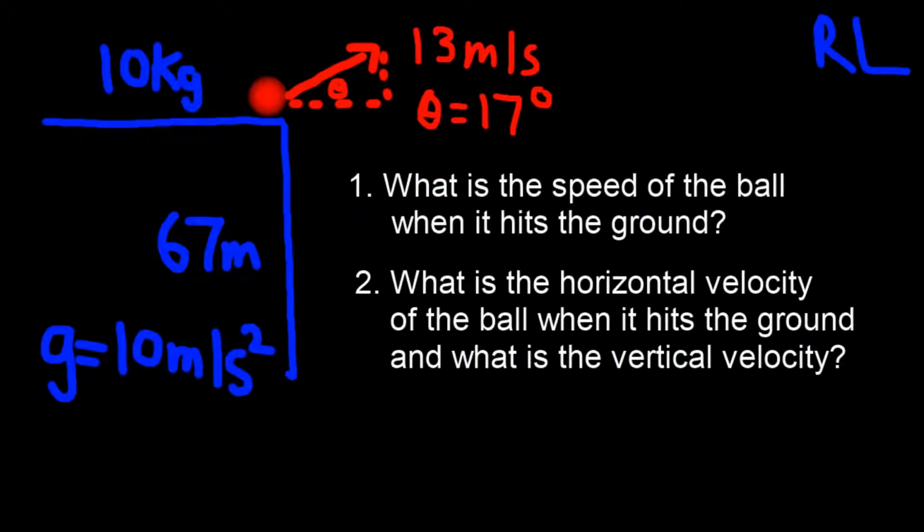For your homework question this week, we've got a ball, 10 kilos again, g is 10 meters per second squared. However, it's moving off at 13 meters per second, an awkward number, at an awkward angle of 17 degrees, and it's got to fall an awkward distance of 67 meters.